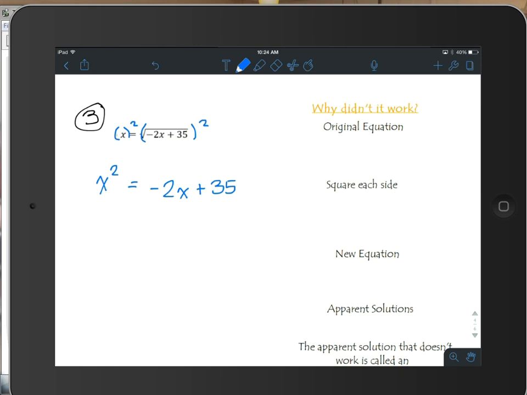Now we have a quadratic equation that we just learned in the previous chapter, multiple ways on how to solve a quadratic equation. So if you remember, in order to solve a quadratic equation, we've got to set the equation equal to 0. So I'm going to start by taking my negative 2x and adding it to the other side. And subtracting my positive 35 so that it becomes a negative 35.